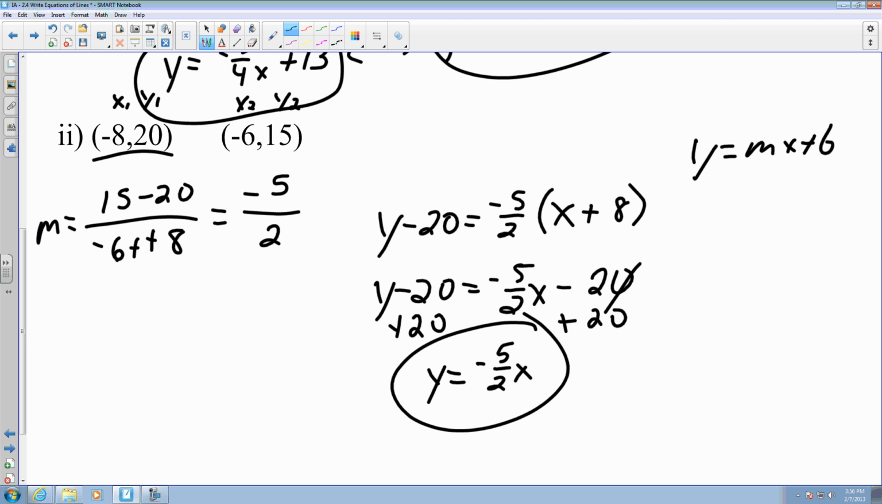And that is being able to write equations using slope-intercept form and point slope form.